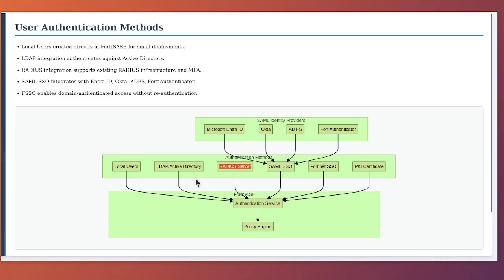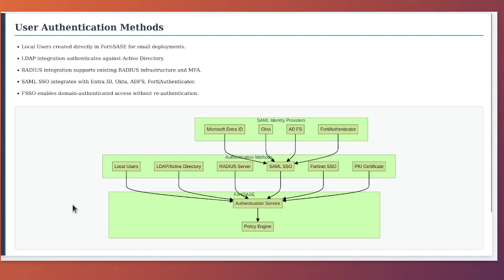This is useful when you have existing Radius infrastructure or need to integrate with multi-factor authentication solutions that support Radius. SAML Single Sign-On allows integration with identity providers like Microsoft Azure Active Directory ID, Okta, ADFS, and FortiAuthenticator. SAML SSO provides a seamless authentication experience where users authenticate with their corporate credentials. FortiSASE acts as the service provider and receives authentication assertions from the identity provider. User group information can be retrieved from the SAML assertion for group-based policies.